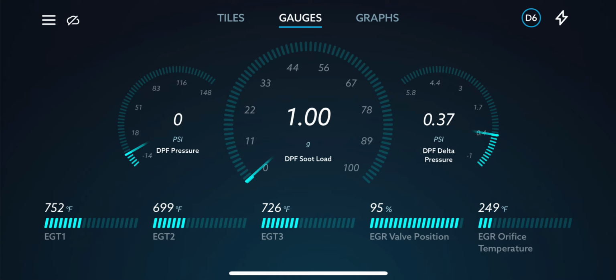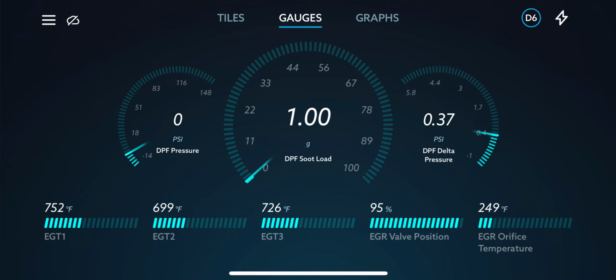But not only does it not matter because it has an intercooler, but if your truck has EGR, look at that EGR orifice temperature, 249 degrees Fahrenheit. Now, that temperature is how hot the EGR gases are that are being reintroduced into your engine. This is the EGR orifice temperature, which is after the EGR cooler. Look at EGT 1, 752 degrees. That is the exhaust gases coming out of the engine, into the manifold, through the turbo, down the turbo downpipe, right before the diesel oxidation catalyst.